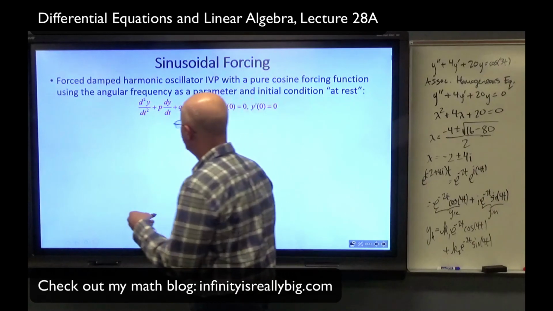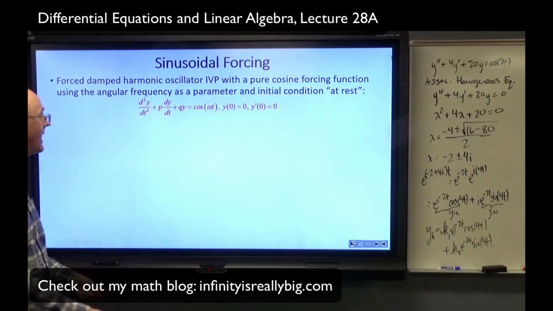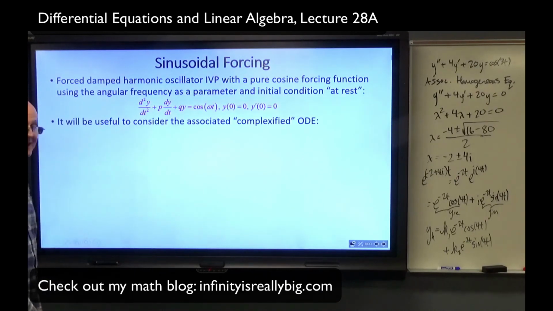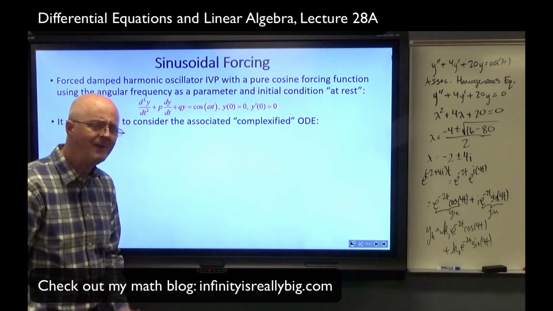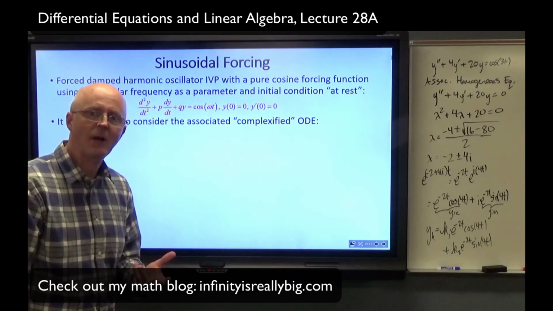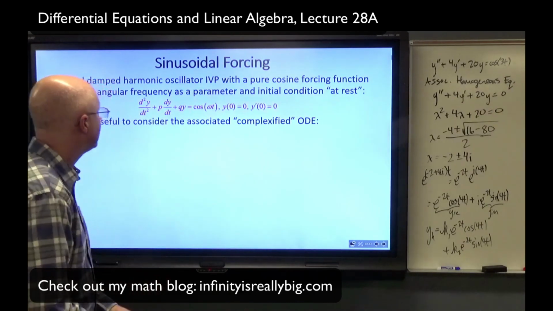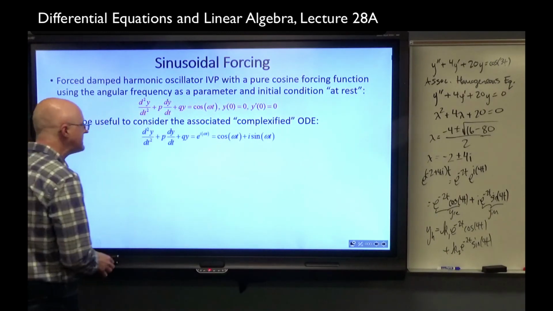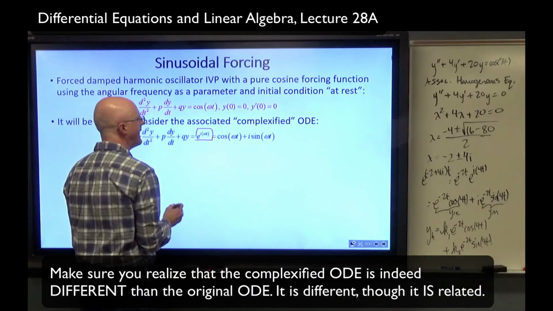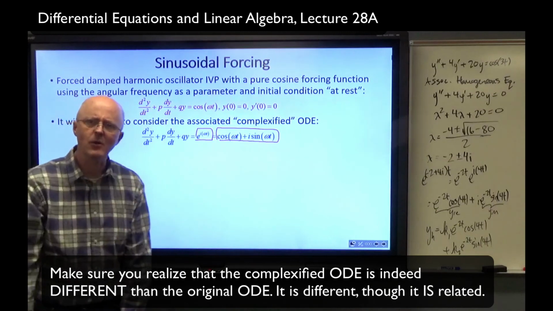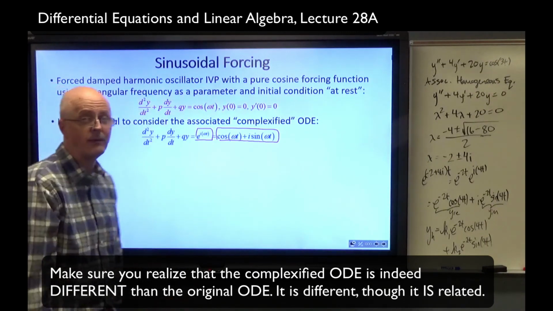Let's now on the slide go through a more abstract analysis of what's going on with this particular equation and introduce the very important idea of complexification. We're going to consider the associated complexified ODE. Why? Well, that complexified ODE is going to be something that we get the particular solution from. We're going to convert the cosine of omega t, the forcing function, to e to the i omega t, which by Euler's identity is cos omega t plus i sine omega t. What a weird thing to do. Kind of scratch your head. Why in the world would we want to do that?